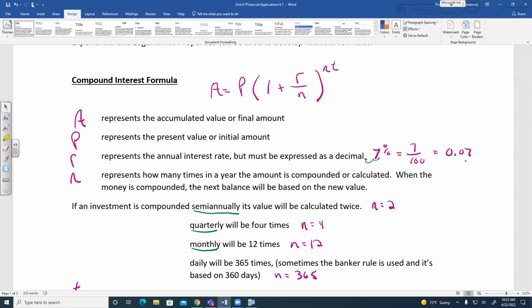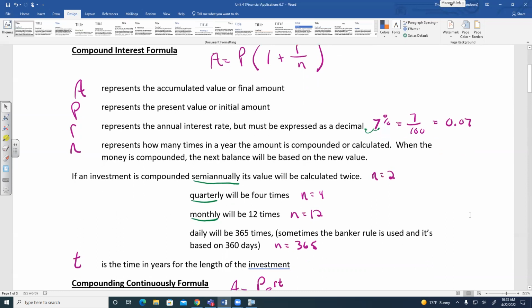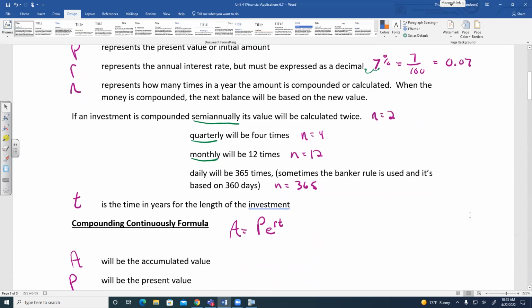Sometimes the banker's rule is used, and it's based on 360 days. So depending on our application, we'll have to pay attention, because if it does say use the banker's rule, then we don't use 365 days for daily. We use 360 days for daily. And also, T is the time in years for the length of the loan, or the length of the investment.